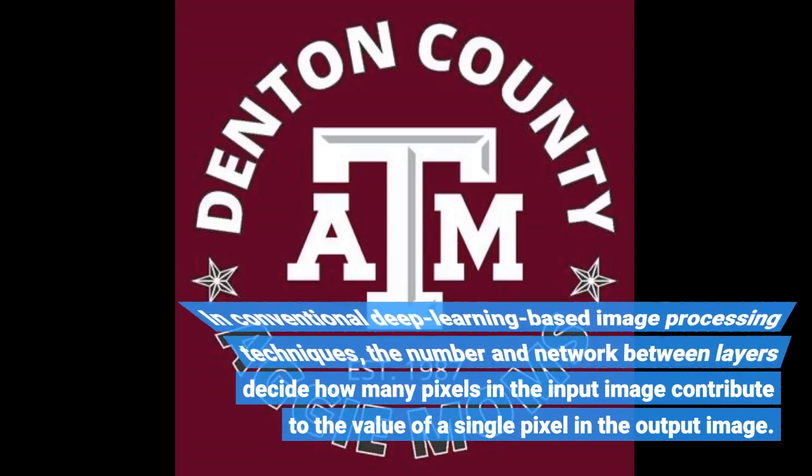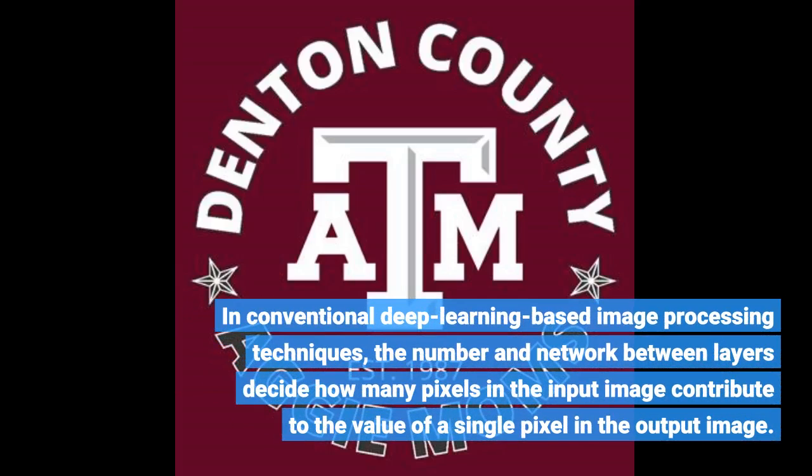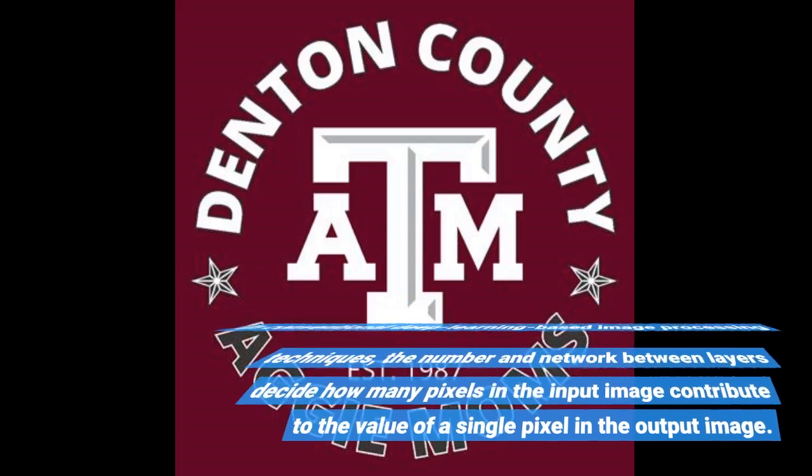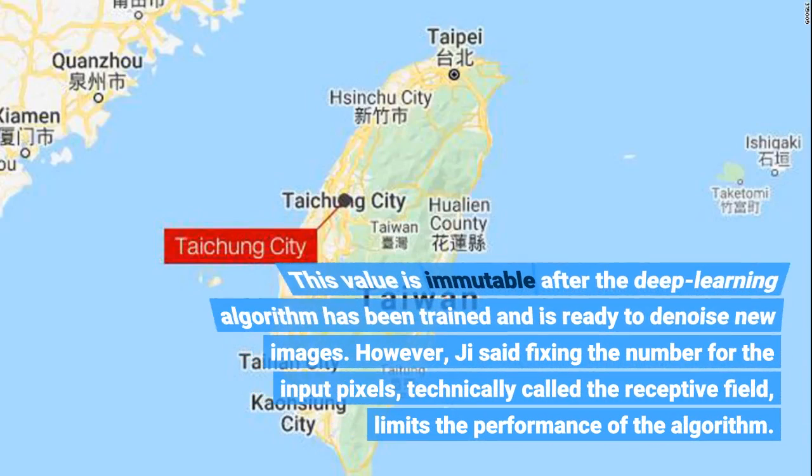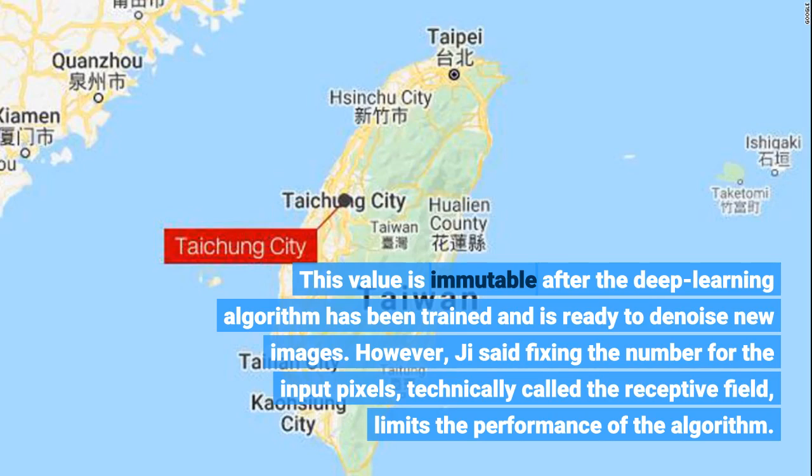In conventional deep learning-based image processing techniques, the number and network between layers decide how many pixels in the input image contribute to the value of a single pixel in the output image. This value is immutable after the deep learning algorithm has been trained and is ready to denoise new images. However, Ji said fixing the number for the input pixels, technically called the receptive field, limits the performance of the algorithm.